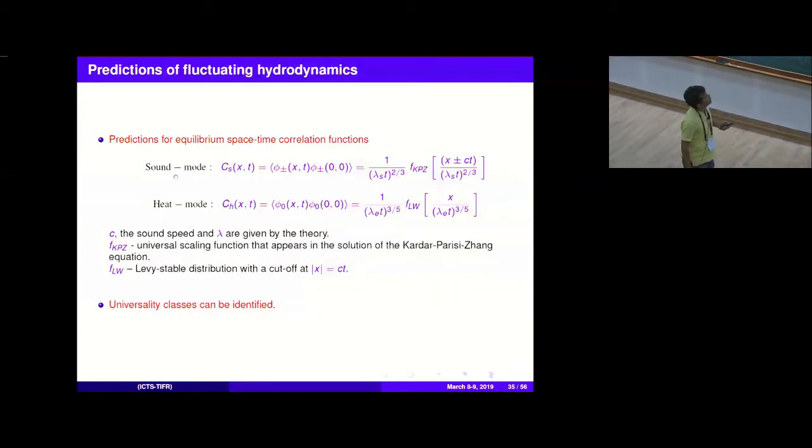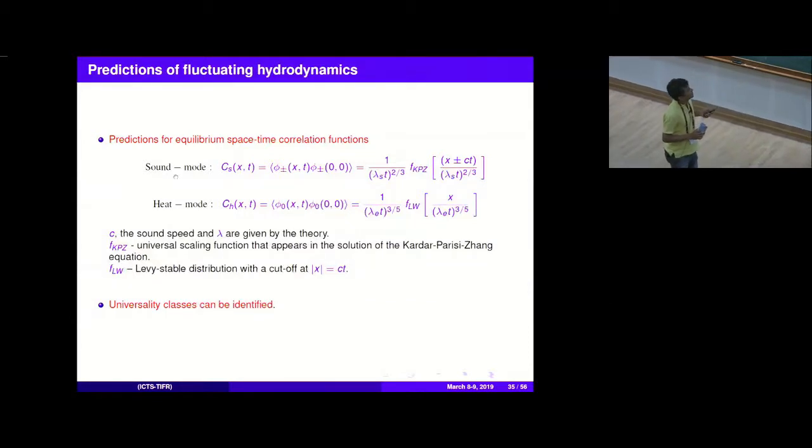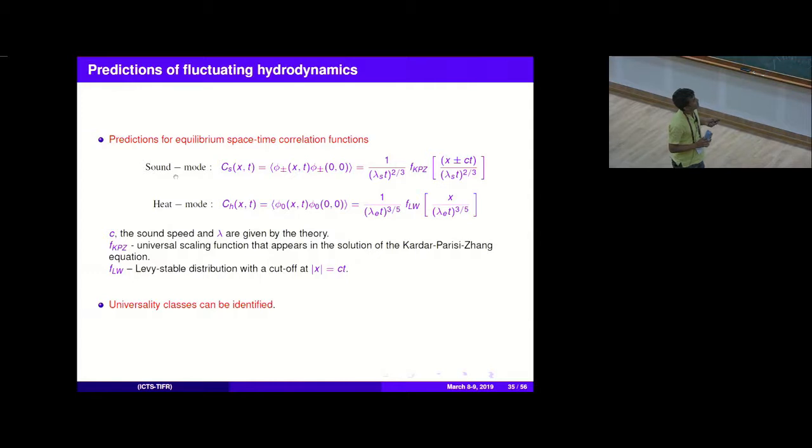What is interesting here is that there are all these scaling parameters, lambda s, lambda e, and the speed of sound. All of these are given explicitly from the theory, and they don't involve the diffusion constant and the B constant. So finally, in the asymptotic limit, we don't need those. Everything is known completely from the microscopic model. So it's a very universal prediction.